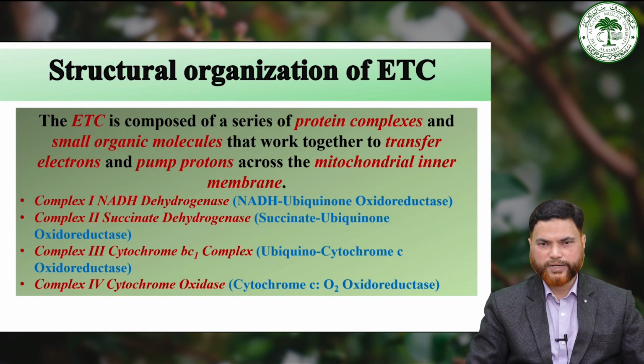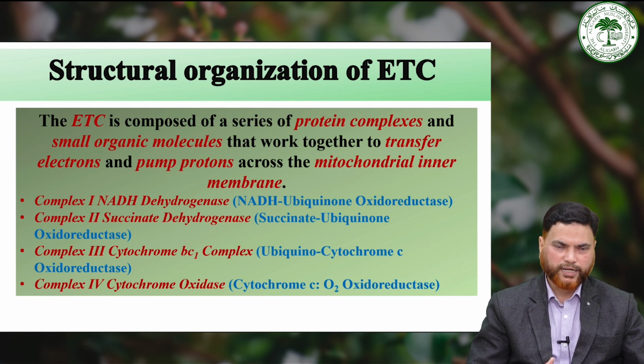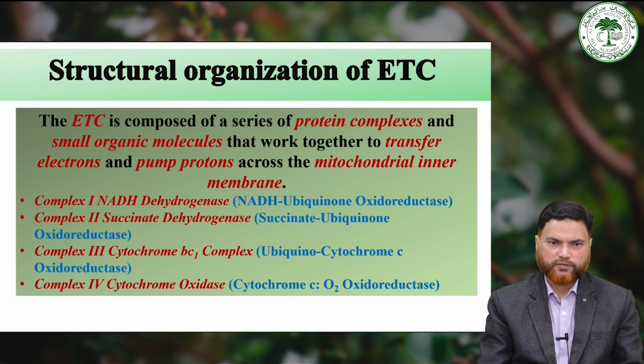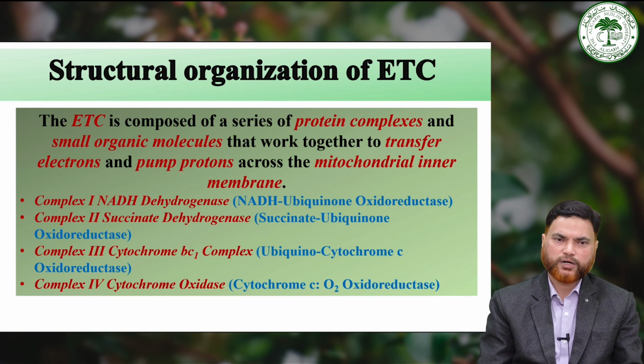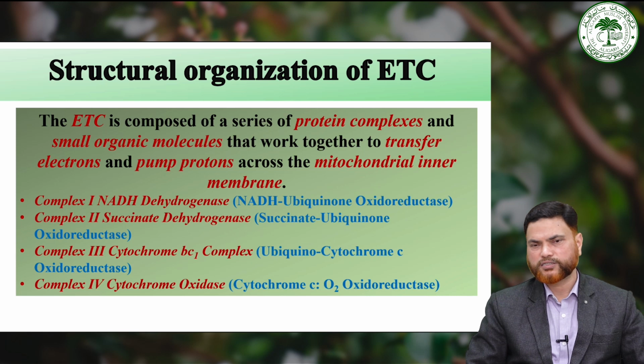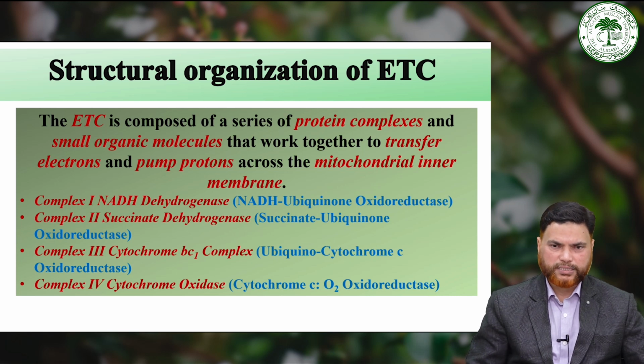Now, how are these complexes organized for the electron transport chain? As I mentioned, the electron transport chain is composed of a series of protein complexes and small organic molecules that work together to transfer electrons and pump protons across the inner mitochondrial membrane. Complex 1 is also known as NADH dehydrogenase or NADH ubiquinone oxidoreductase. This complex 1 initiates the chain reaction by oxidizing NADH.